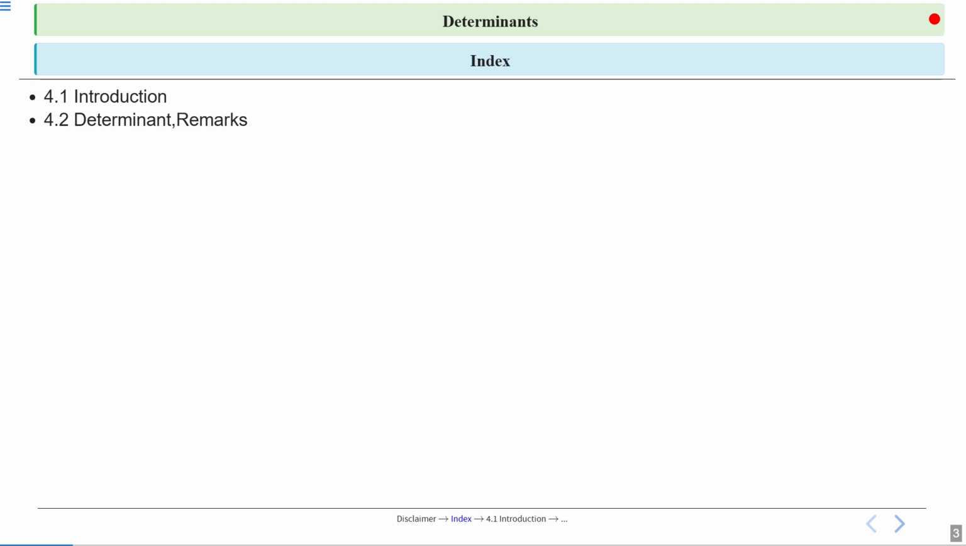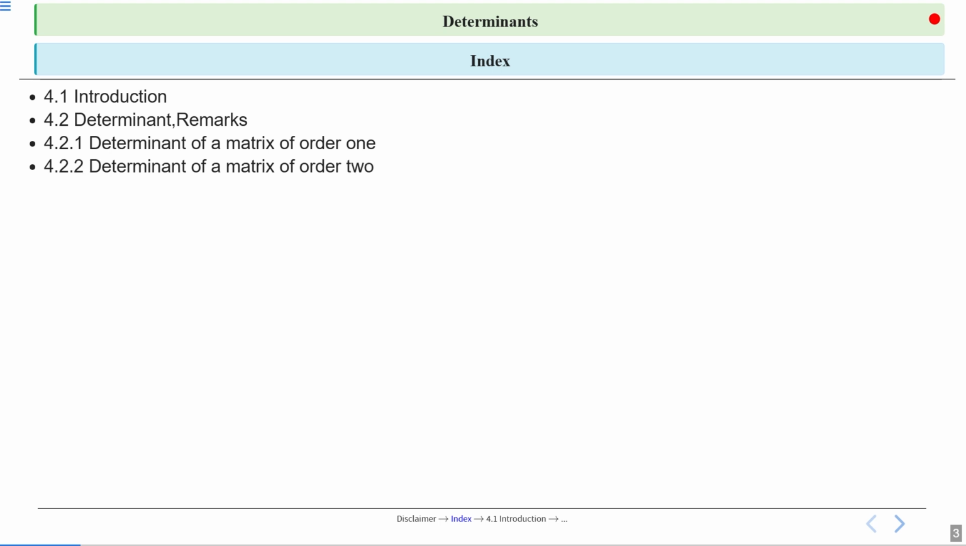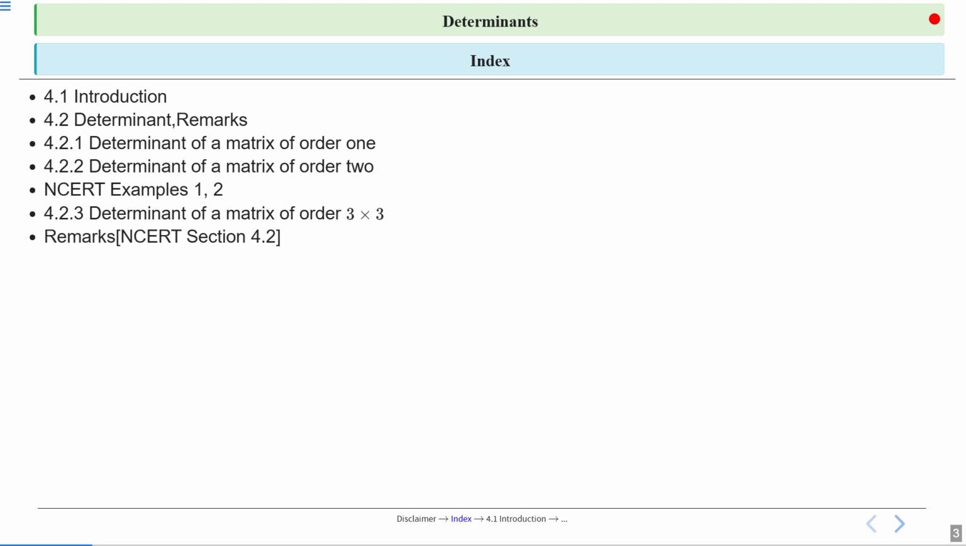So at first we see what a determinant is, then how we calculate the determinant of a matrix of order 1 and of a matrix of order 2. I hope you are familiar with matrices. Then we do some examples and then find the determinant of a matrix of order 3 cross 3, and some examples. Okay.